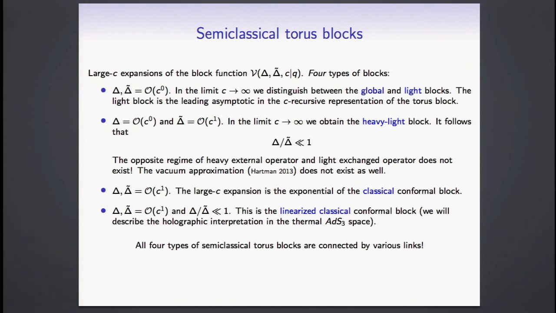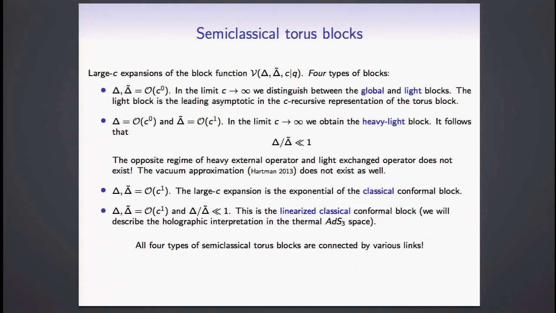Okay, and in particular, it means that there is now this so-called vacuum approximation, which was instrumental in calculating the entanglement entropy on a sphere, because we cannot set this loop to zero, contrary to vacuum blocks on a sphere.